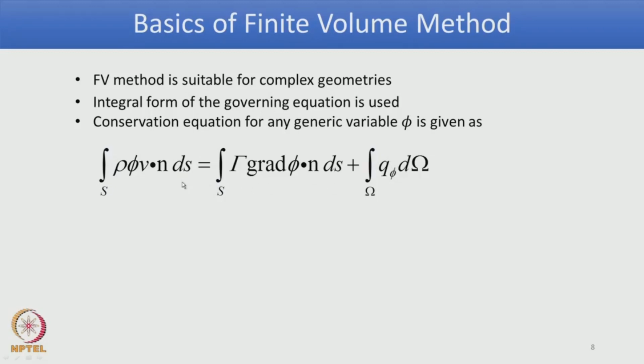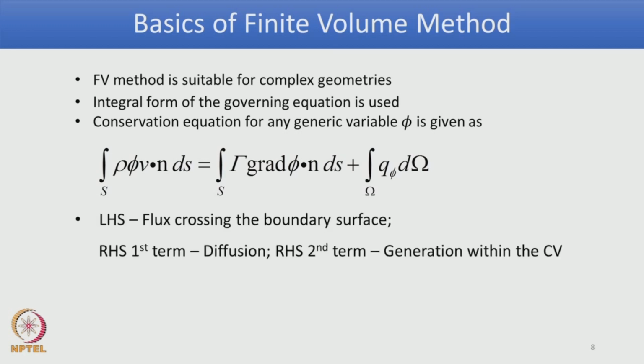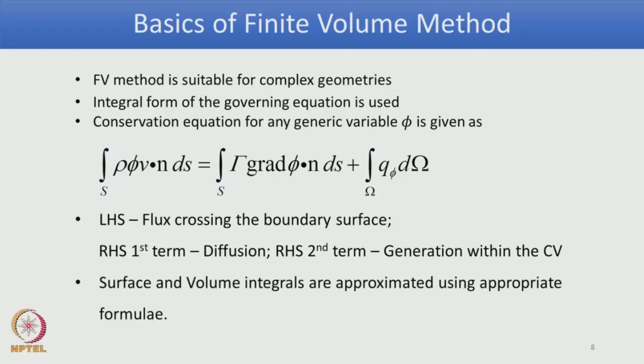Any generation within the volume is also accounted. So, this is nothing but a balance, a budget accounting for flux crossing, diffusion as well as any generation. So, this is the first principle behind deriving the governing equation. LHS is the flux crossing the boundary surface, RHS first term is diffusion, RHS second term is generation within the control volume.